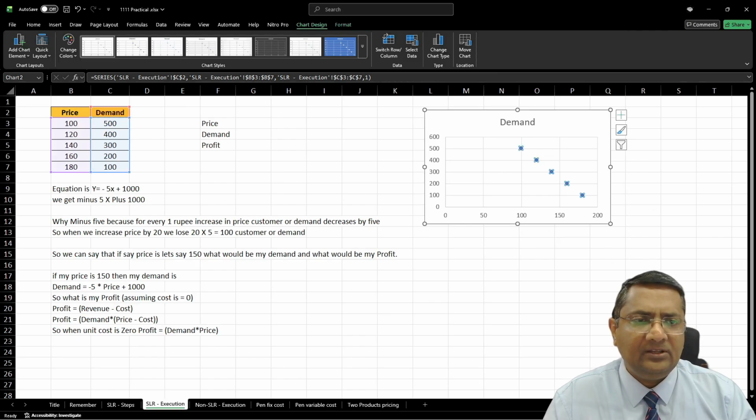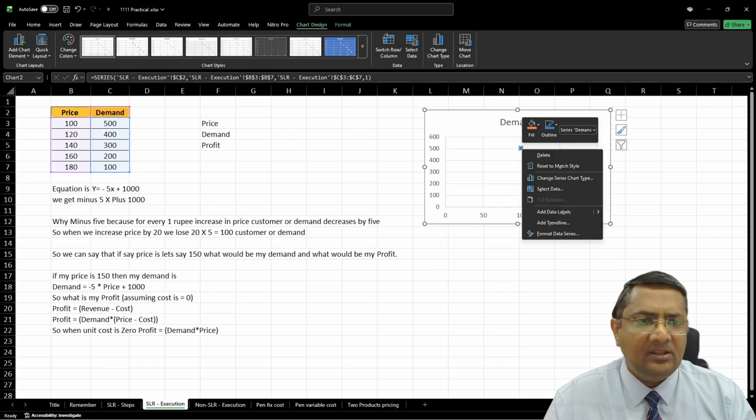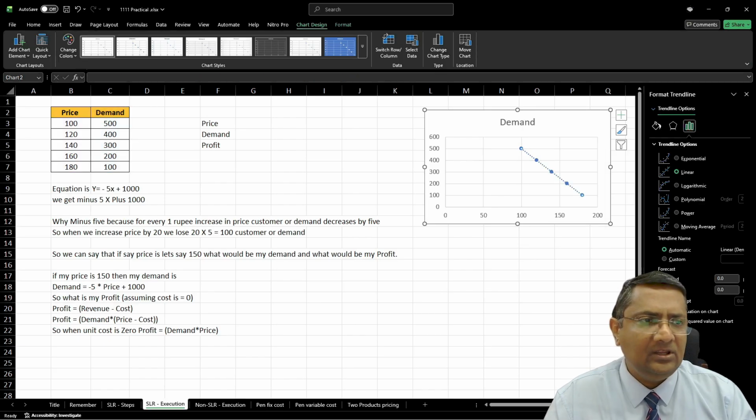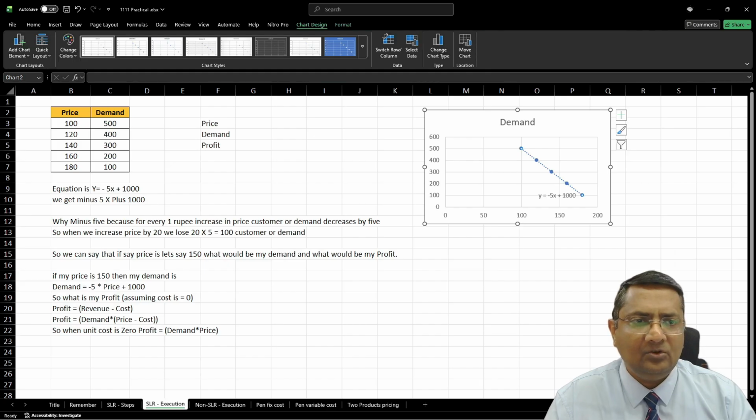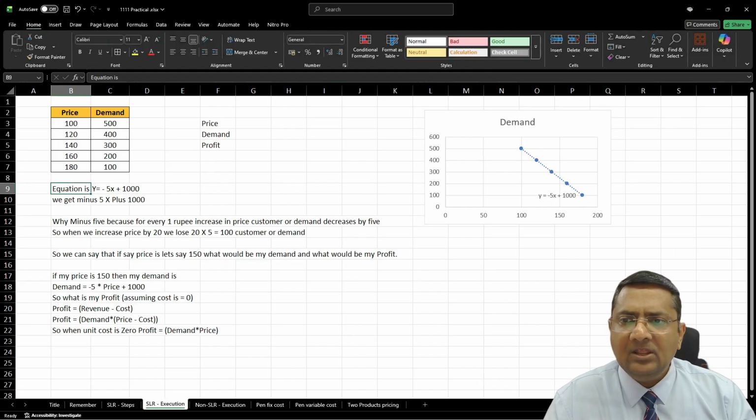Just click on any dot here, and now we have to fit the trend line. Right click, and you will get the add trend line option. Click on this and this window will open. You can see that the linear trend line has already appeared. Now we need an equation, so display the equation on the chart. Close this window. You got the equation. I have already written the equation here. The equation is y equals minus 5x plus 1000. What is x? For a given demand, x is our price.